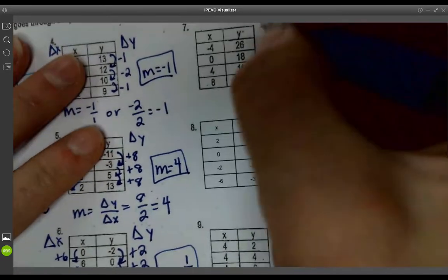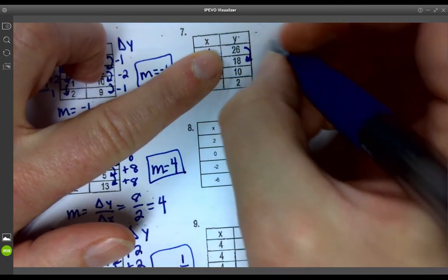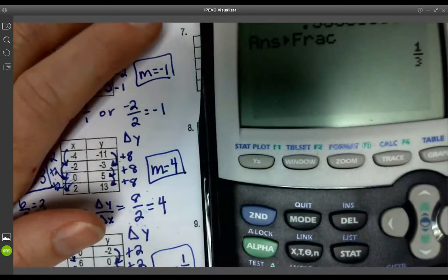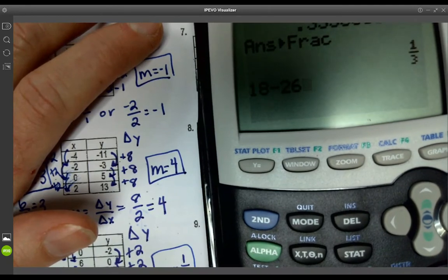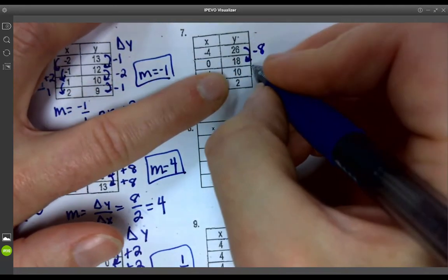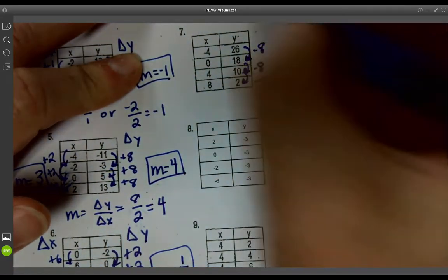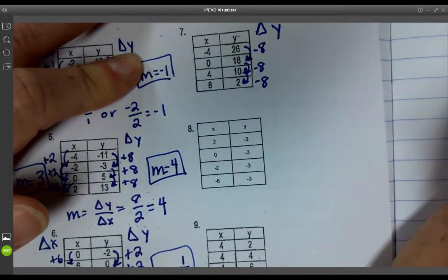Okay, number 7, 26 to 18. So you could do 18 minus 26. So it is going down. 18 minus 26, going down by 8. 18 to 10, down by 8 again. 10 to 2, down by 8. That's my change of y's.